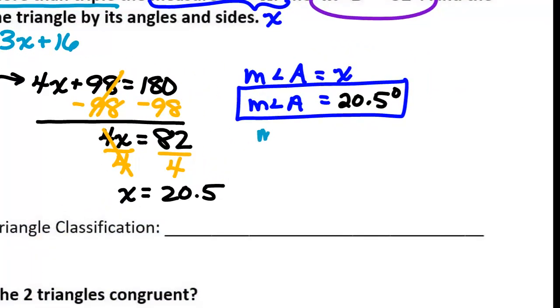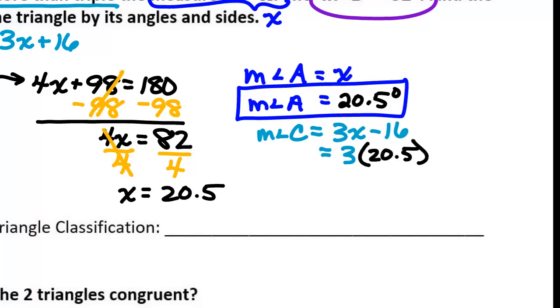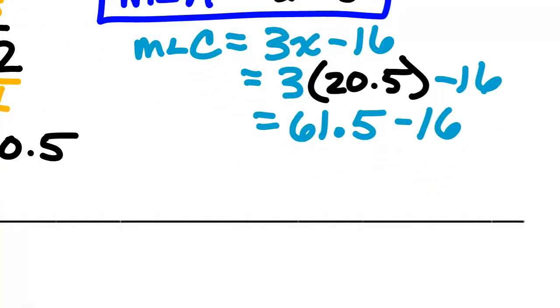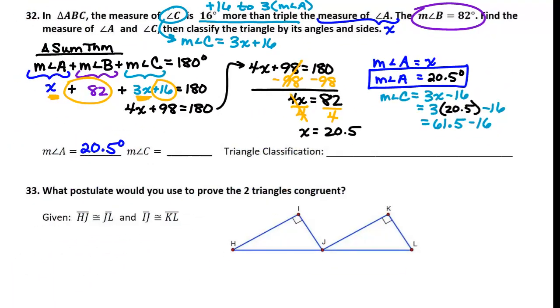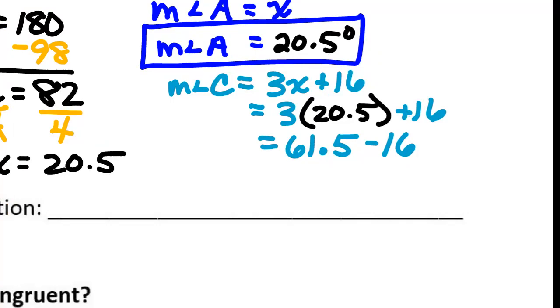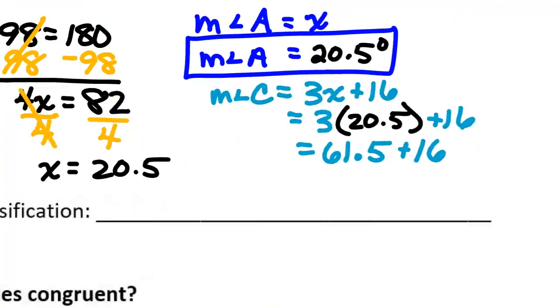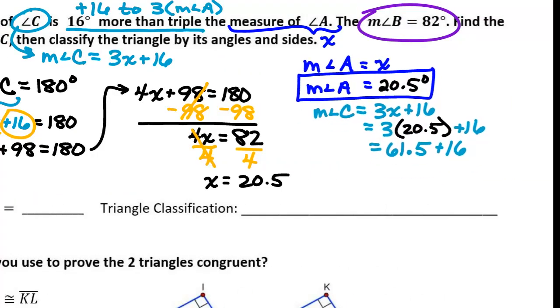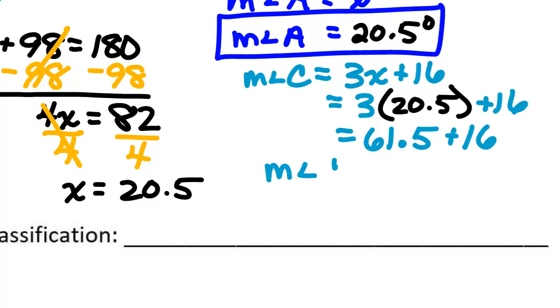Measurement of angle C is 3X minus 16. So we do 3 times 20.5 minus 16. What is 3 times 20.5? 61.5. And then minus 16? Oh, sorry, 16 more. I am so sorry. That should be plus. Thank you for catching my mistake. We're adding those. I am so sorry about that. 61.5 plus 16 is 77.5. Scoot all of this up here. Measurement of angle C is 77.5 degrees.